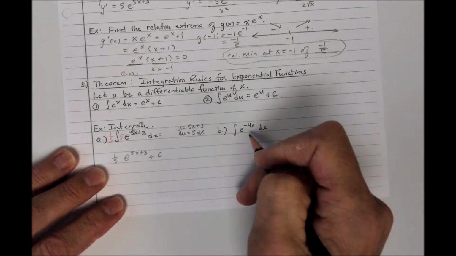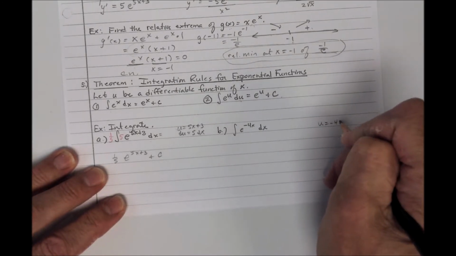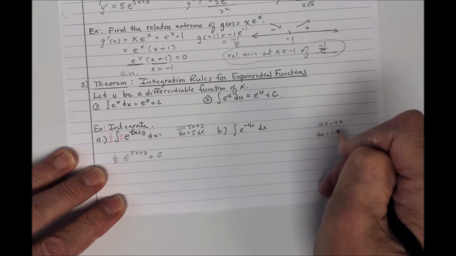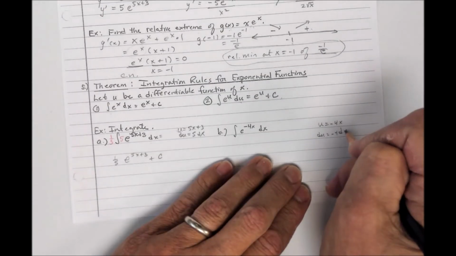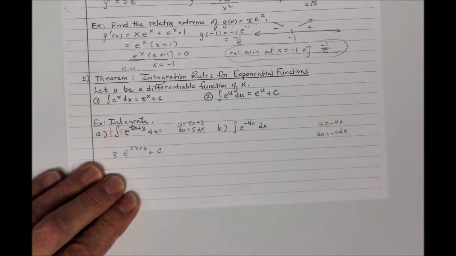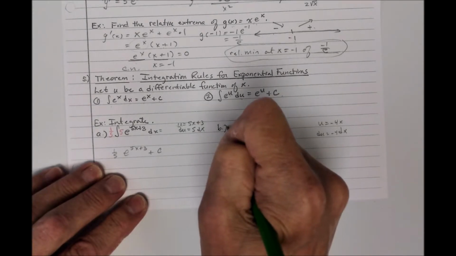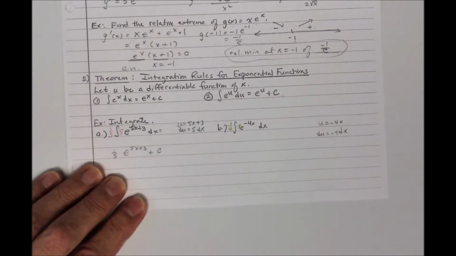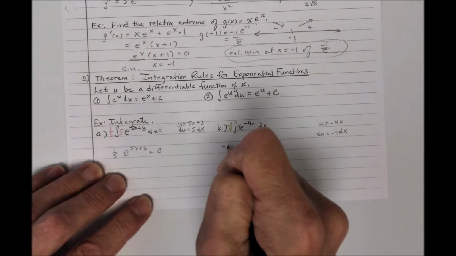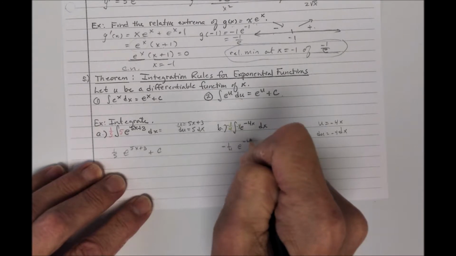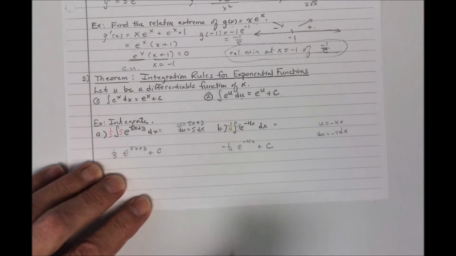Over here, very similar. If u is negative 4x, then du would be negative 4 dx. I've got the dx, I just don't have the negative 4. So I'll put a factor of negative 4 in there and a factor of negative 1/4 on the outside. And I get negative 1/4 e to the negative 4x plus a constant. Don't forget your plus c on these indefinite integrals. Try a few more here.